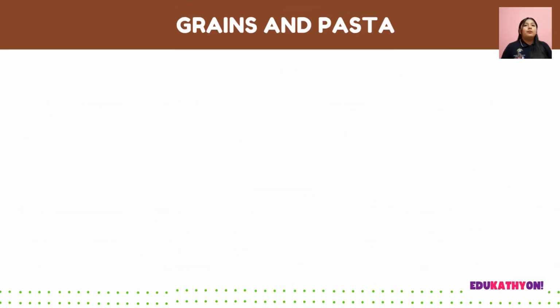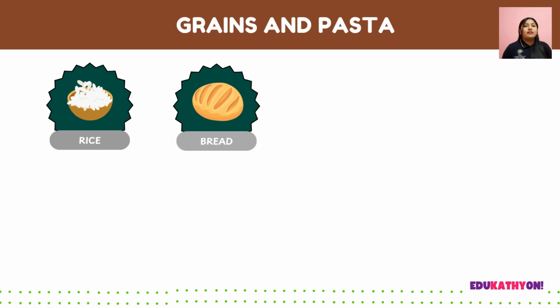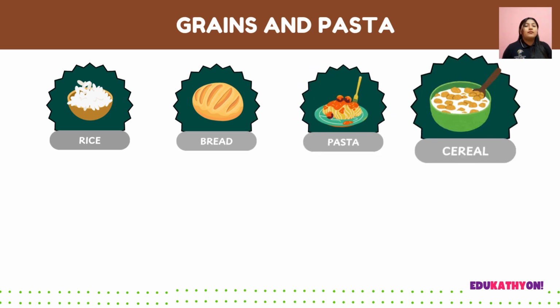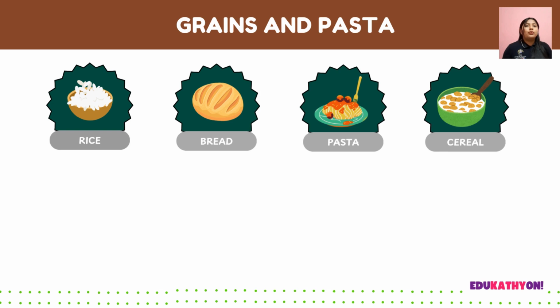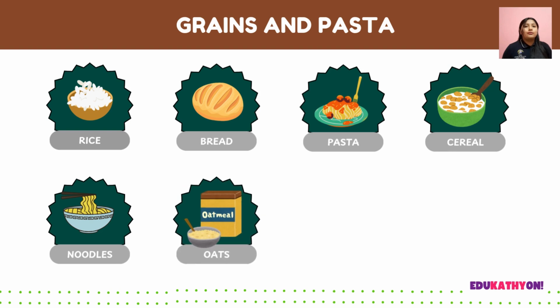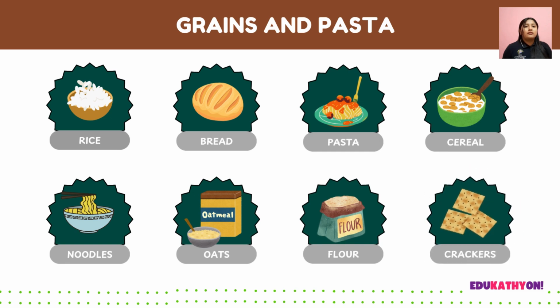Now, grains and pasta. We have rice, bread, pasta, cereal, noodles, oats, flour, crackers. Well, most of these are uncountable, so we say, I don't eat much bread, but I eat a lot of rice.